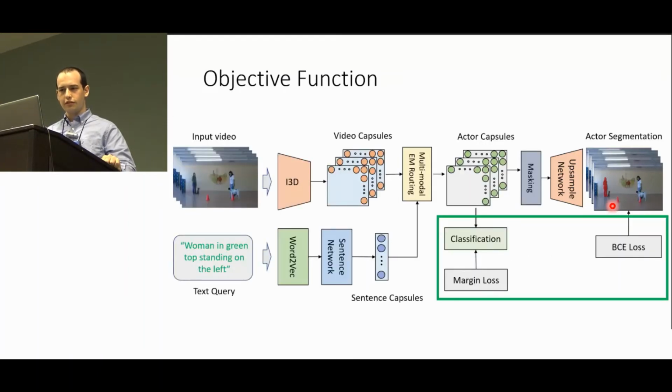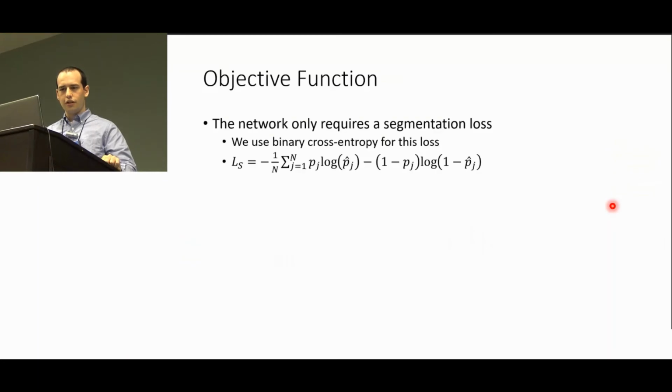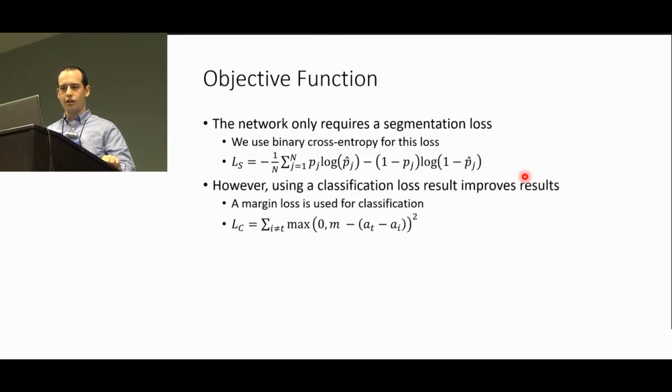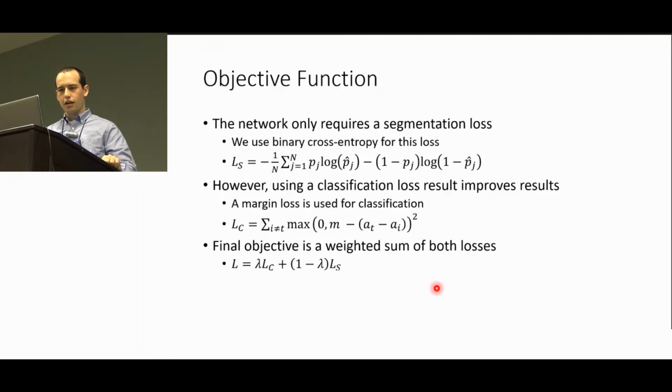This network is trained end-to-end. It only really requires a segmentation loss, which is the binary cross-entropy loss. But if we add in a classification loss, that extra supervision helps the capsules learn more meaningful representations. And for that, we use the margin loss I mentioned earlier. And the final loss is a weighted sum of both of these losses.